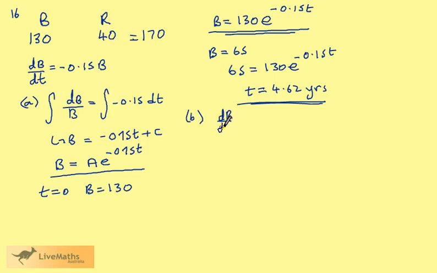means dR/dt would be equal to kR. We know that that would give us something of the form R is A e to the kt. When t is 0, R is 40. So R is going to be 40 e to the kt.